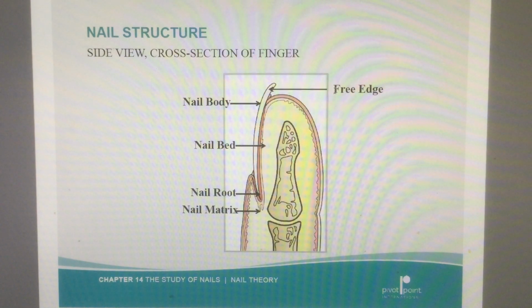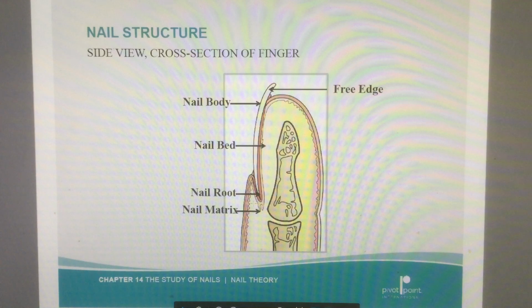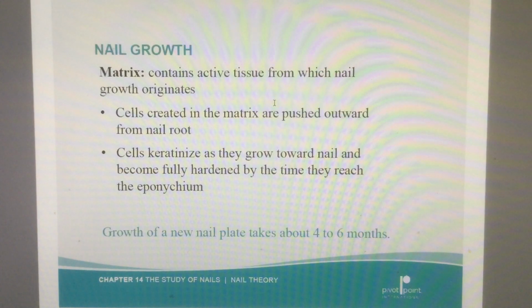As a side view, if you're looking at a cross section of the finger, this is what it would appear like. Your free edge portion that extends, the body, which is the plate. The bed is more of an interior structure. It has the pinkish color that actually does have blood supply. You have the nail root right in through here, and the matrix would be found right beneath it. They all connect, they're attached, and this is of course bone right in through here, part of one of your phalanges.